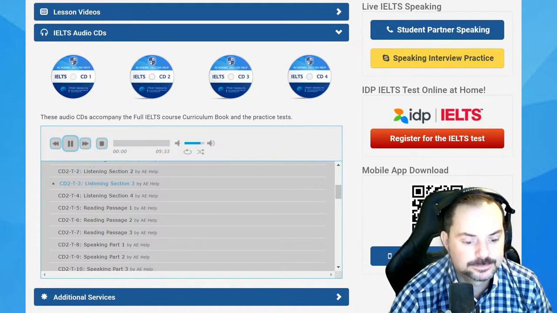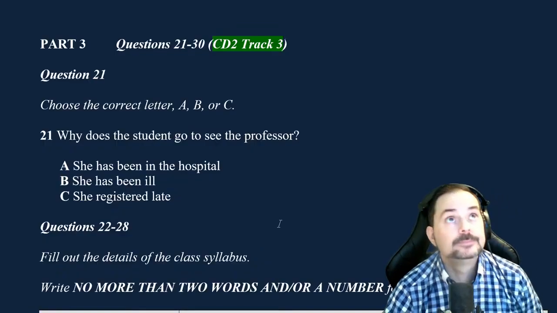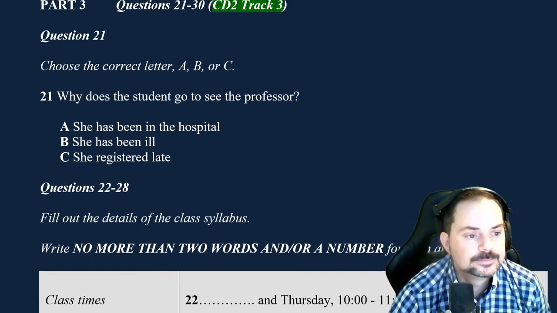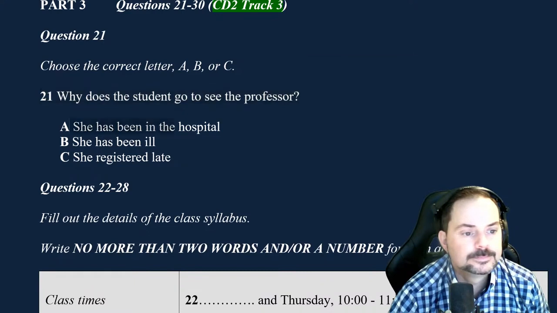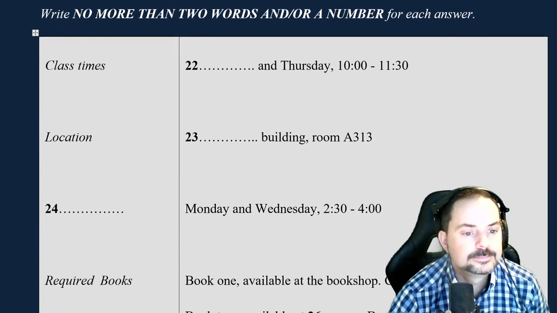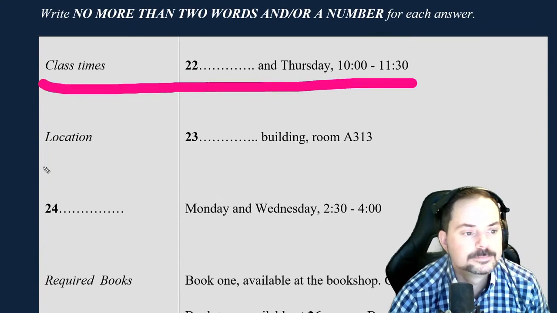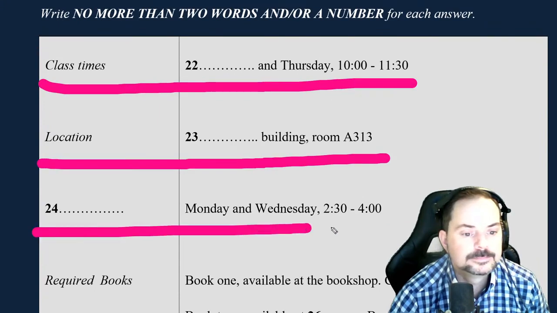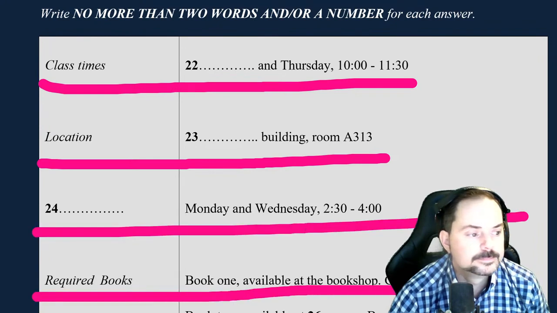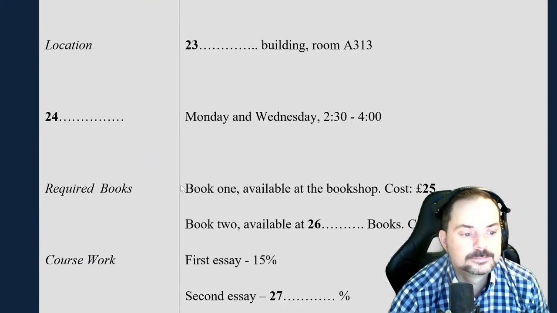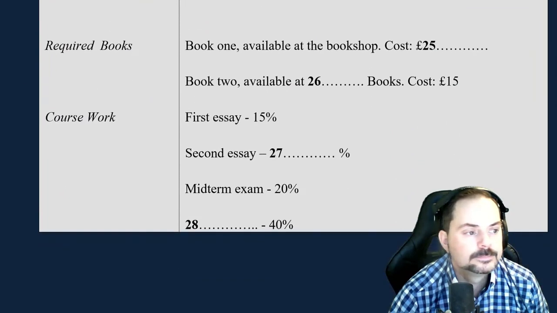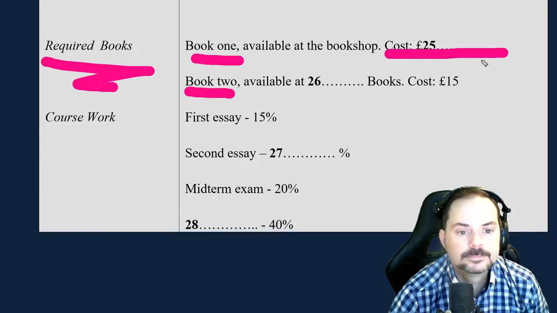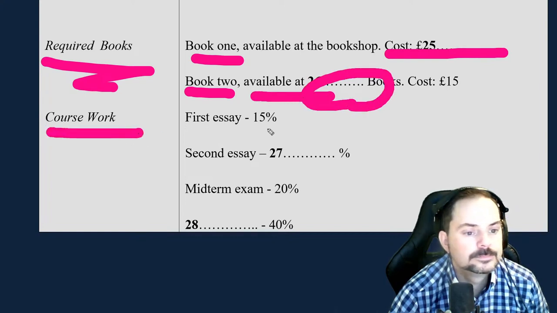Now turn to section 3. Take some time to look at questions 21 to 26. Listening section 3. You will hear a student and her professor talking about their class. Now listen carefully and answer questions 21 to 26.